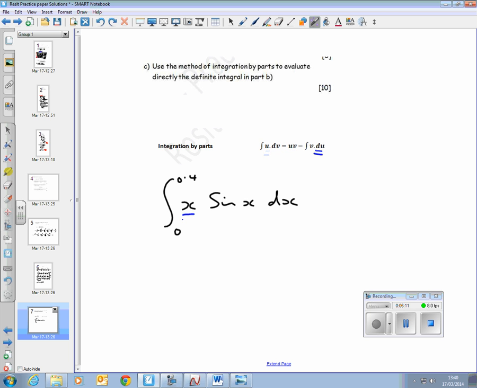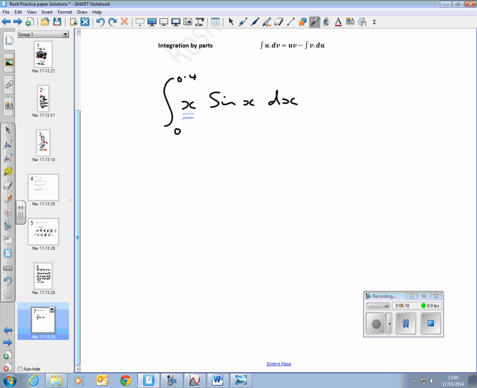And if you look at this, if I let u equal x, then the differential of x is just 1, so x will disappear and we'll be able to do it. So that's what I do. I let u equal x and I let dv equal sine x. So now using my table of differentials and integrals, I have to differentiate u and I have to integrate sine x to get v.